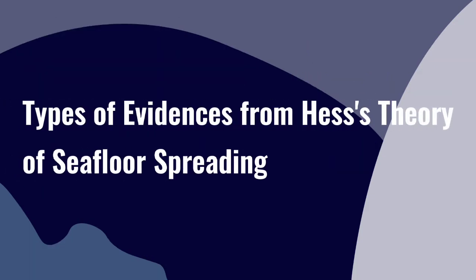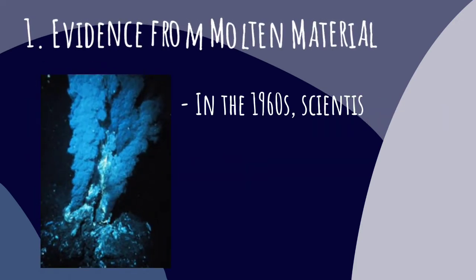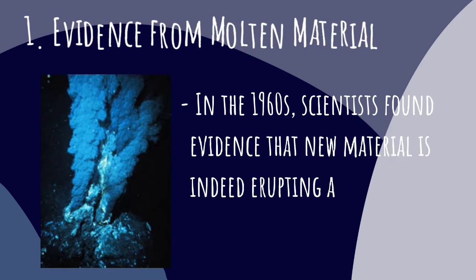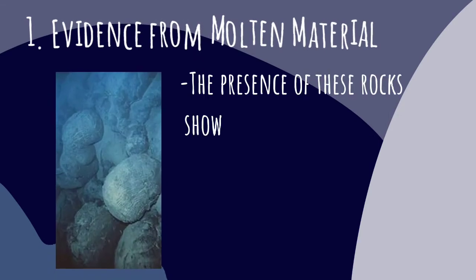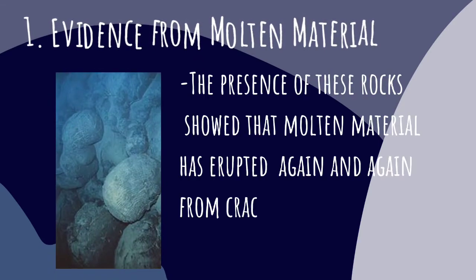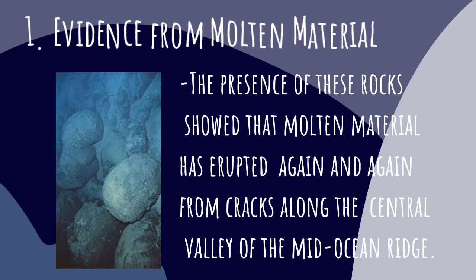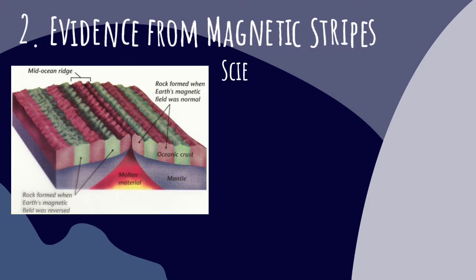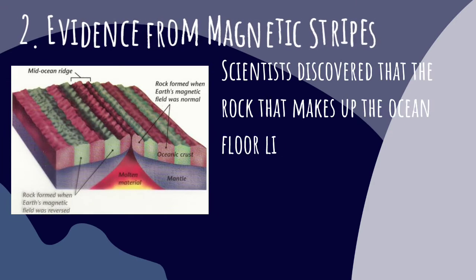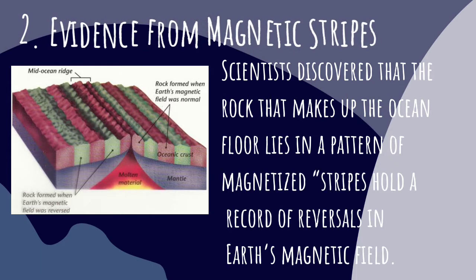Types of evidences for his seafloor spreading theory. Number 1. Evidence from molten material. In the 1960s, scientists found evidence that new material is indeed erupting along the mid-ocean ridge. The presence of these rocks showed that molten material has erupted again and again from cracks along the central valley of the mid-ocean ridge. Number 2. Evidence from magnetic stripes. Scientists discovered that the rock that makes up the ocean floor lies in a pattern of magnetized strips that hold the record of reversals in Earth's magnetic field.